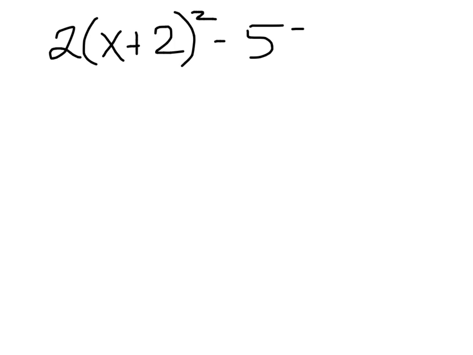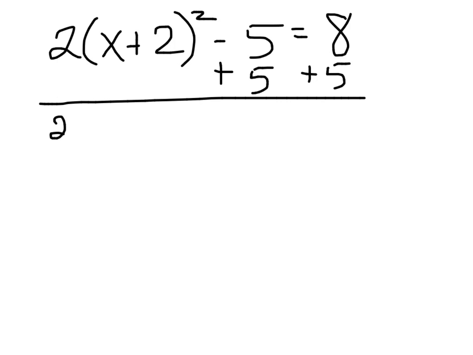Okay, on 18, is there any adding or subtracting on the side of the squared? Yes. How do I get rid of a minus 5? Plus 5. Yep. What's 8 plus 5? 13. So far, so good. Now, is there any multiplying or dividing on the side of the squared? Yes. How do I get rid of it? Divide by 2. Very nice.